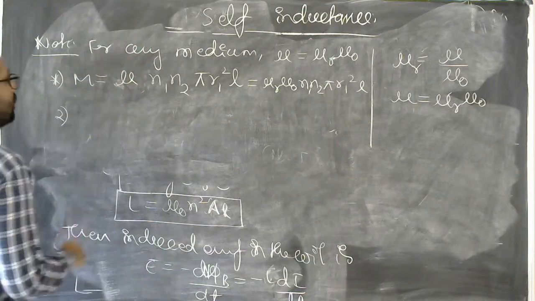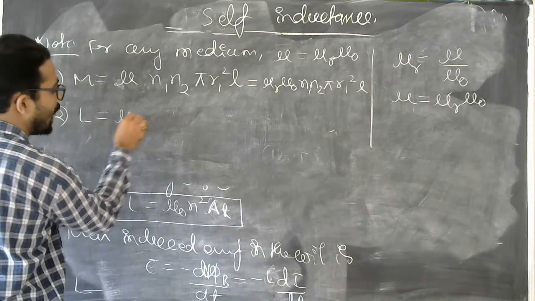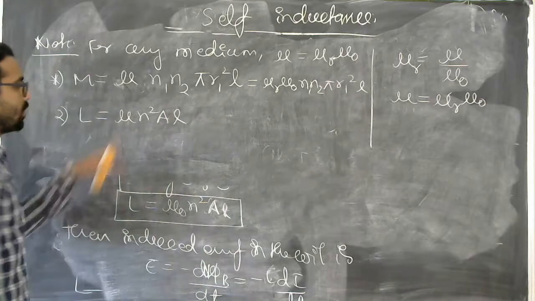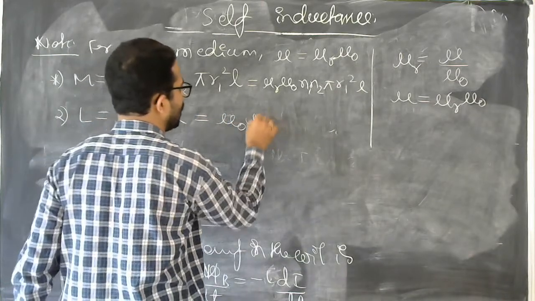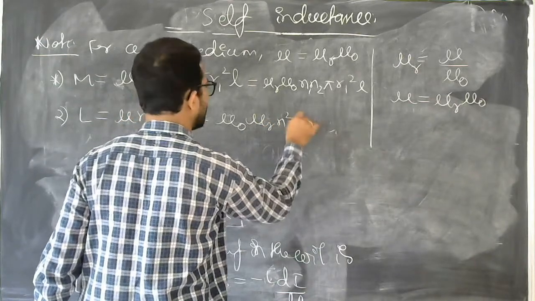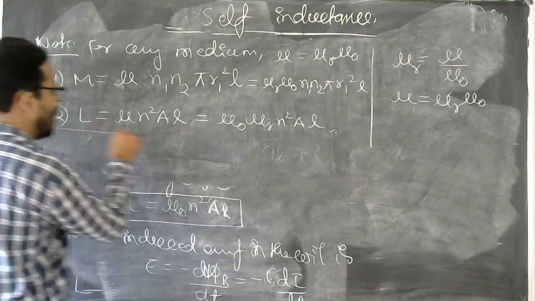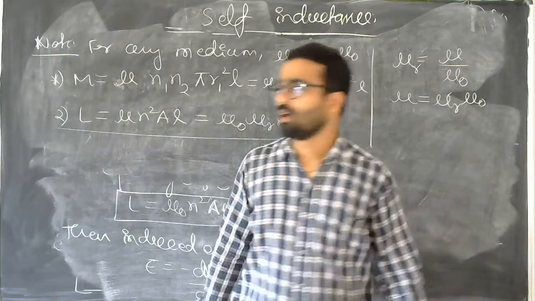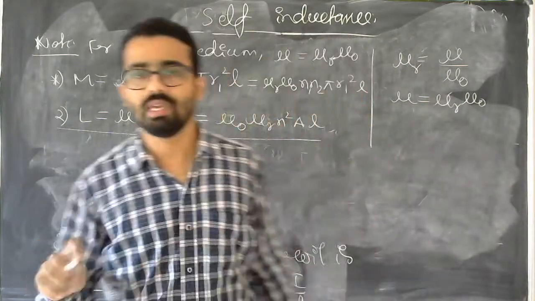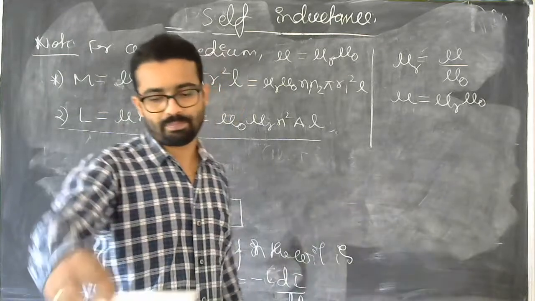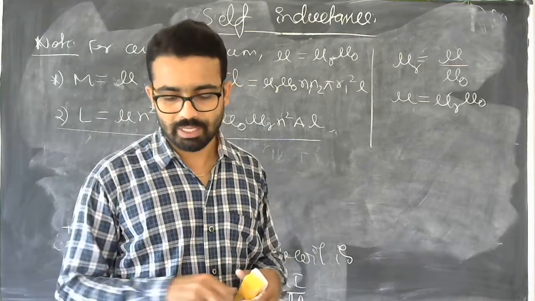For any medium, the self-inductance L can be mu times N square A, which is equal to mu naught mu r N square A. So this is the other equation for self-inductance for any other medium if you have introduced it in between the coil. So this is about the concept of self-inductance and mutual inductance.